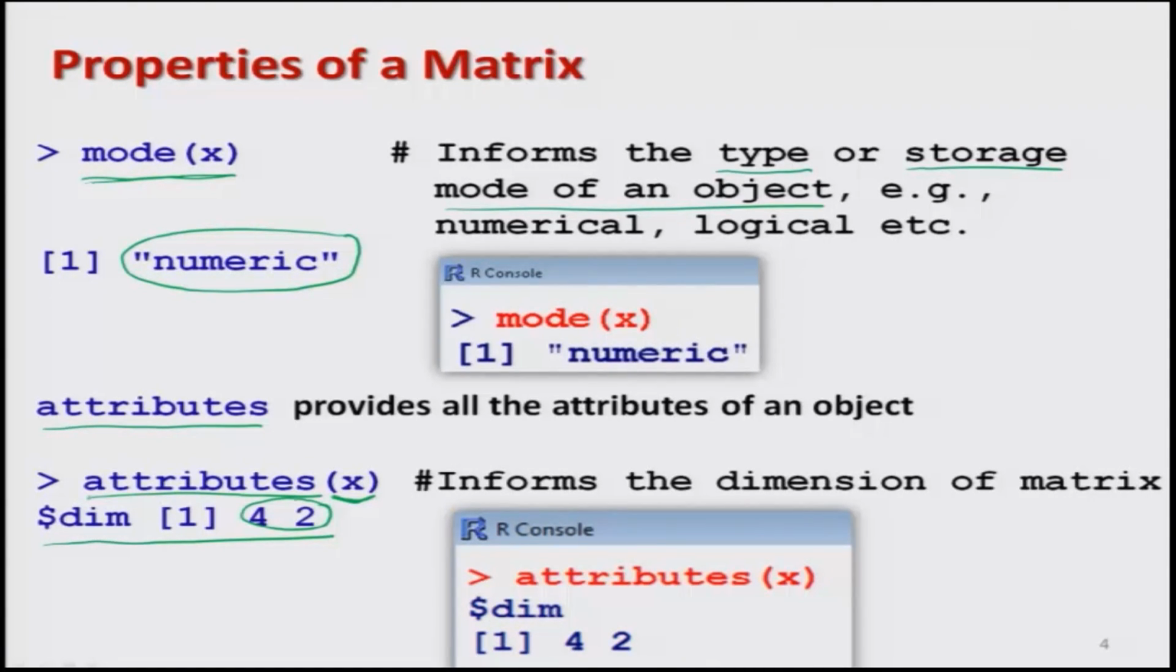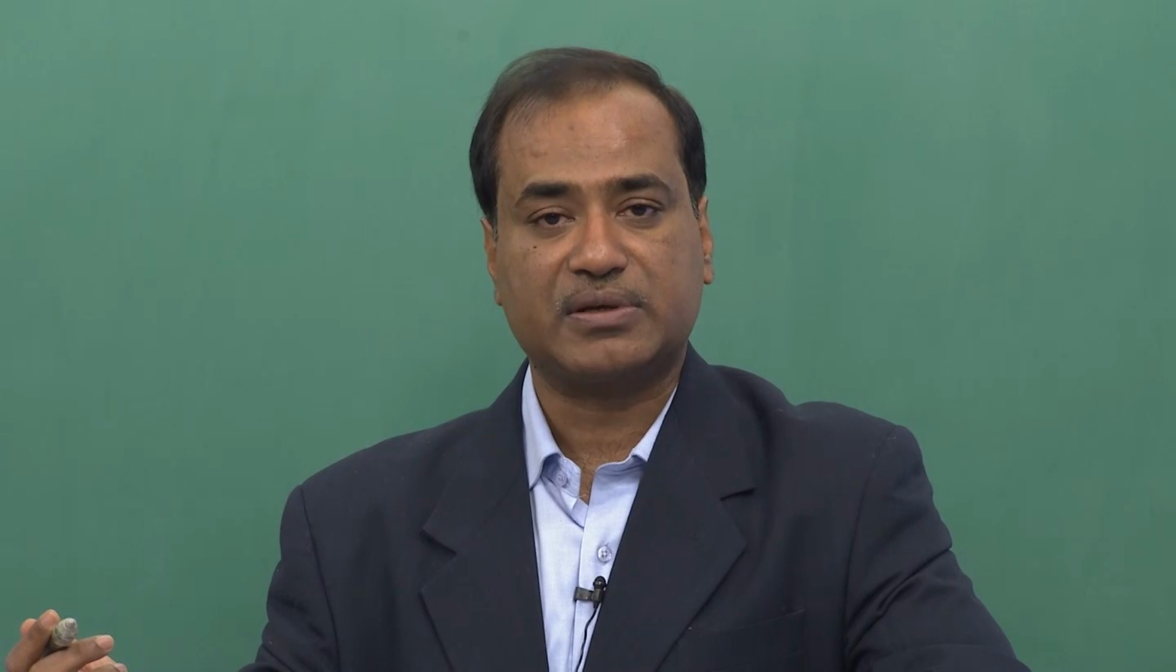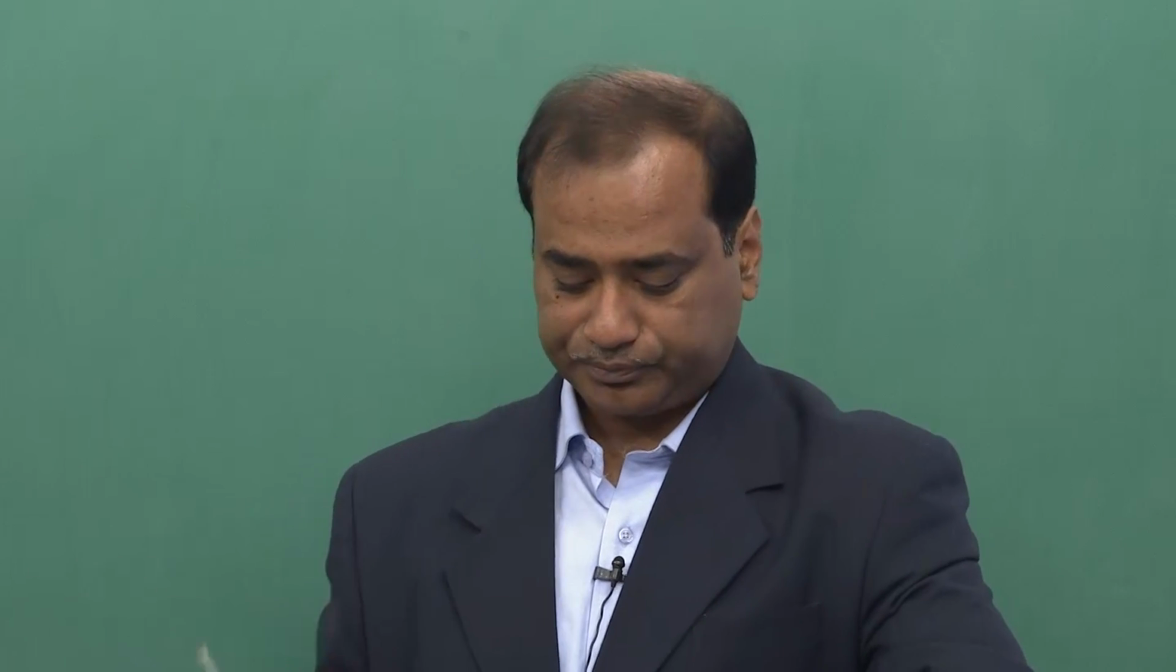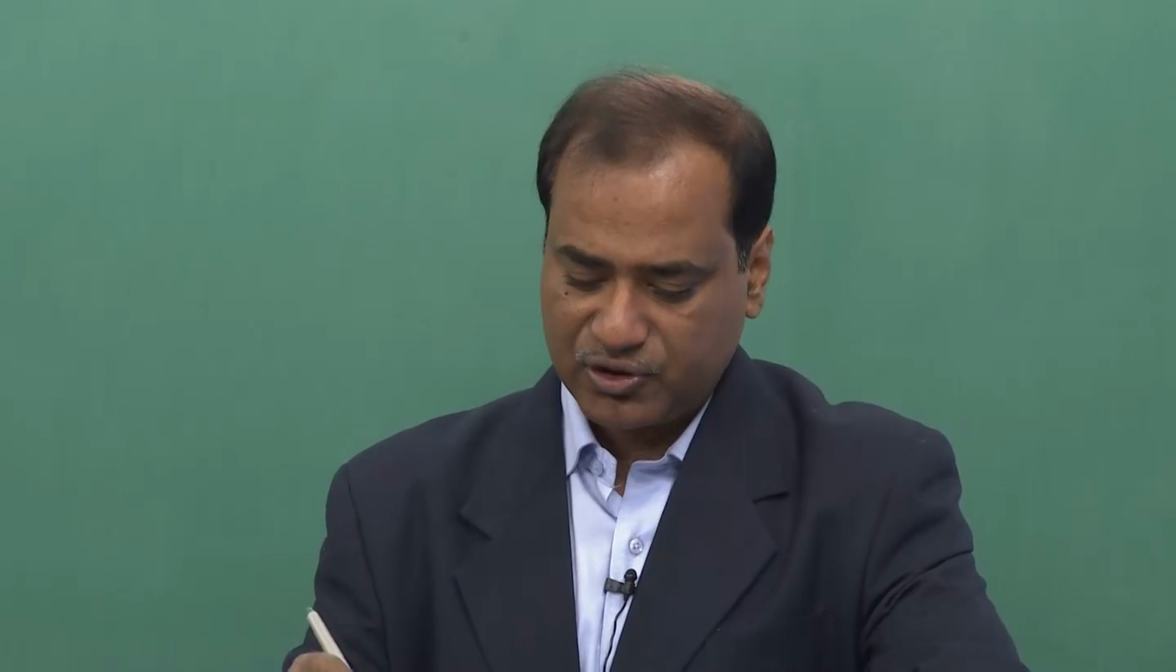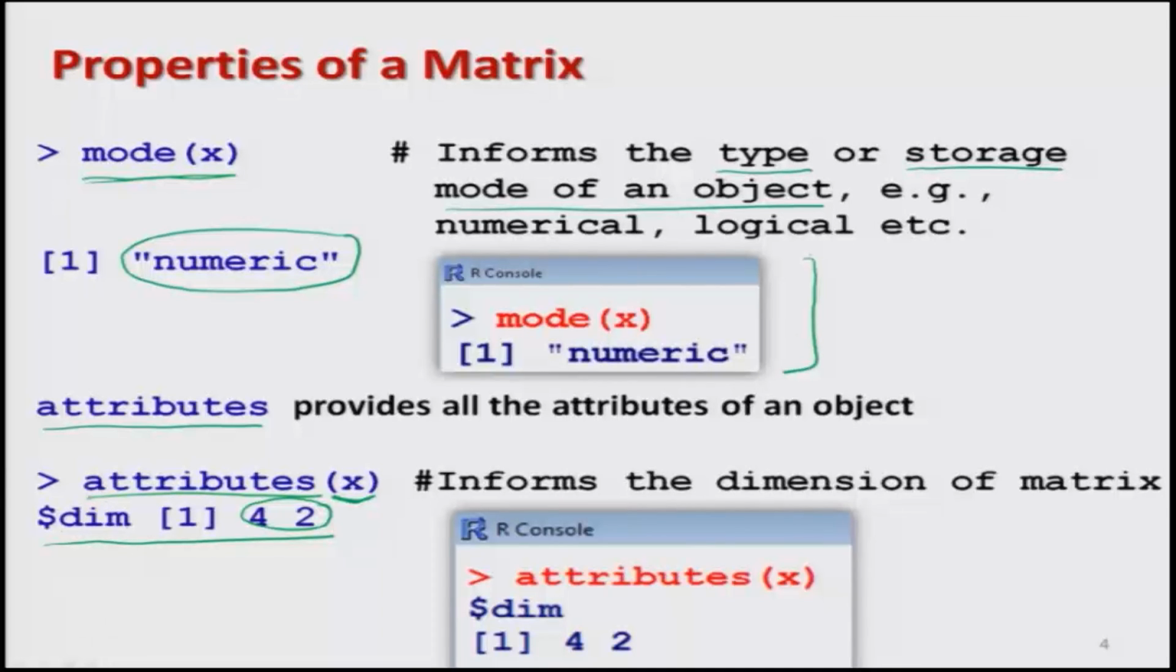Here I am giving you an example where I am getting only the information about the dimension, but similarly other types of information about the properties of a matrix can also be obtained through the attribute command. Okay. And here you have also seen that I have given the screenshot of mode of x and the screenshot of attribute of x.